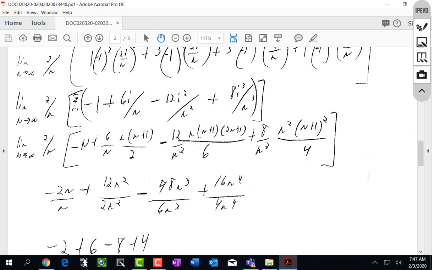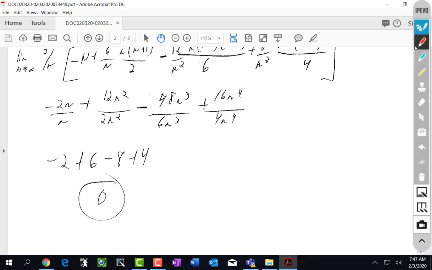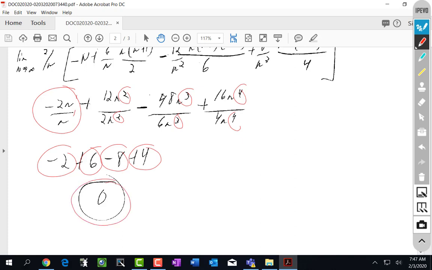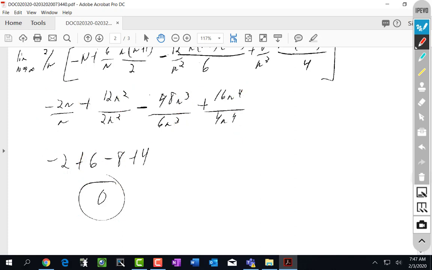So when I take this to infinity, notice -2 over n all over n, power is the same, so that's -2. Power is the same, so that's going to be 6. Power is the same, so that's going to be -8. Power is the same, so that's going to be 4. I add all those together, my answer is 0.